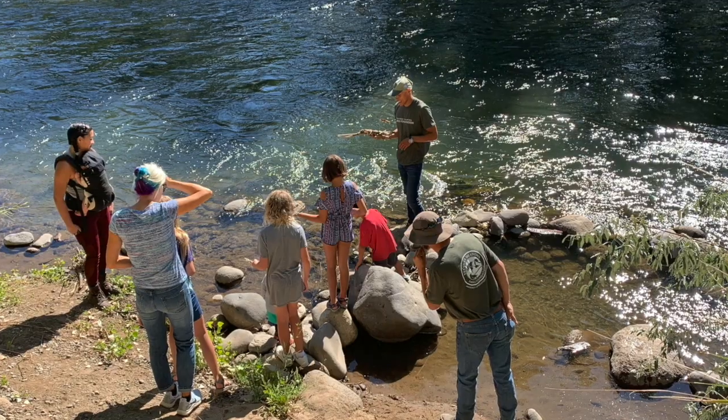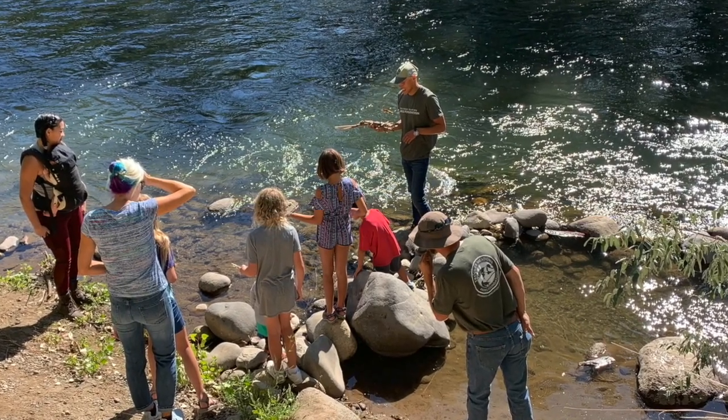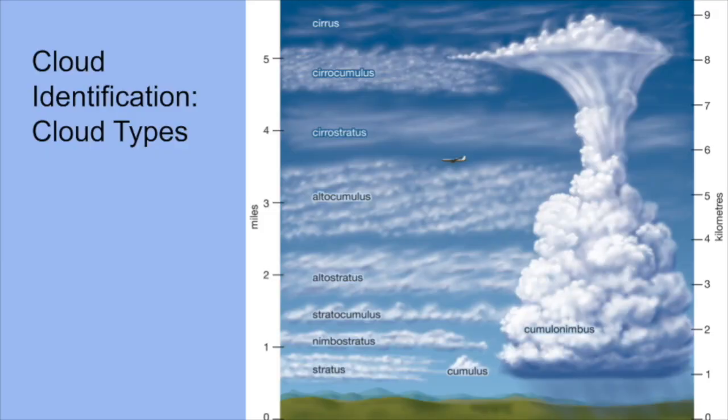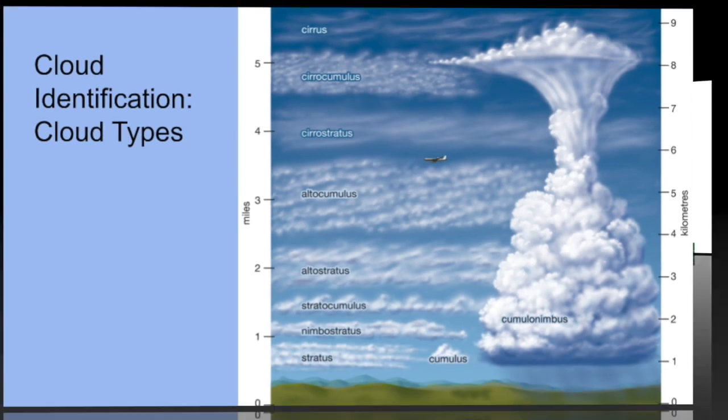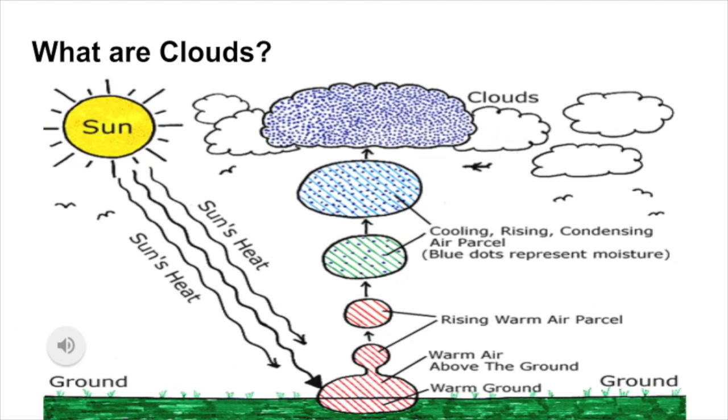My name is Jaime, and today we're going to be talking about identifying clouds. We will also learn what the different cloud types mean in terms of weather and how clouds are formed. First, what is a cloud and how are clouds made?